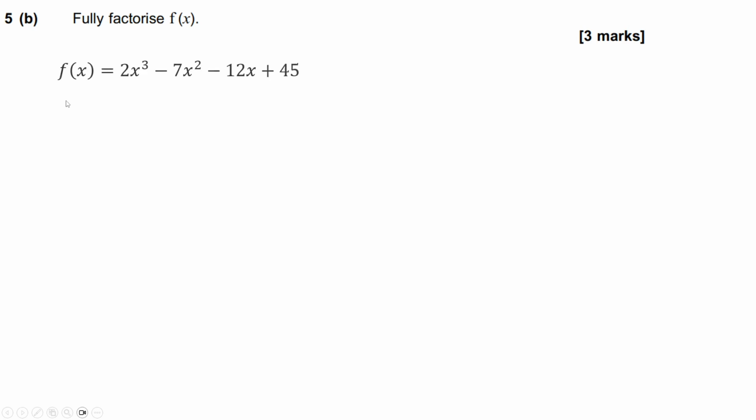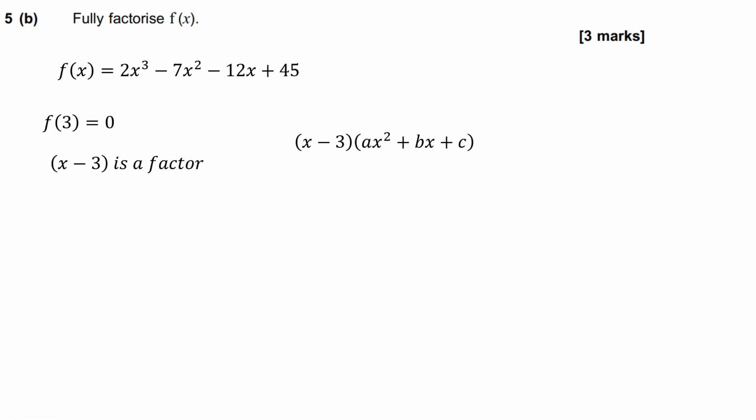Fully factorize f of x. This was f of x. We said that f of 3 equals 0, which implies that x minus 3 is a factor. So x minus 3 multiplied by some quadratic gives you this. The only way to make a 2x cubed is to multiply this by that, and that gives us ax cubed. So a must equal 2. And then c must equal minus 15, because the only way to get the constant term at the end is to do minus 3c. So minus 3c equals 45, therefore c equals minus 15.